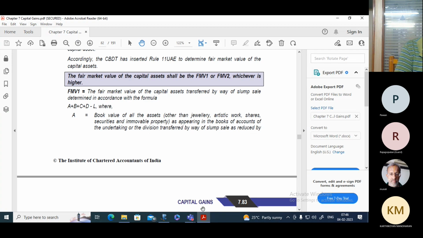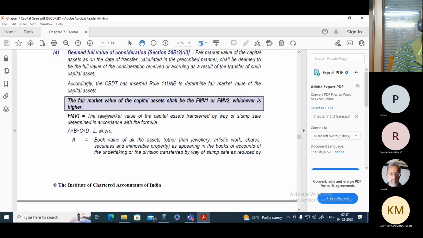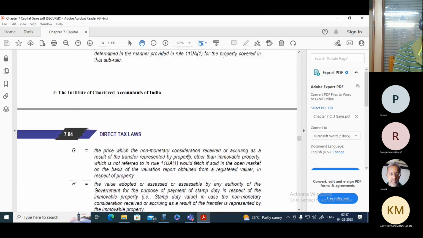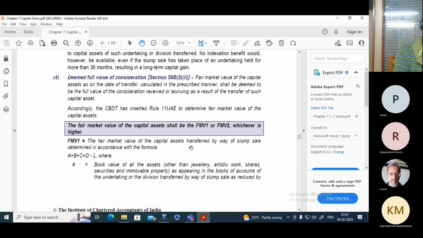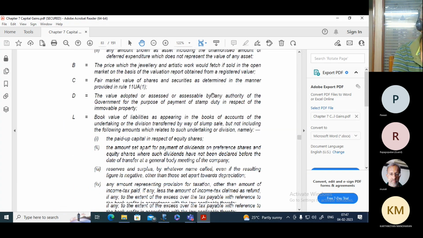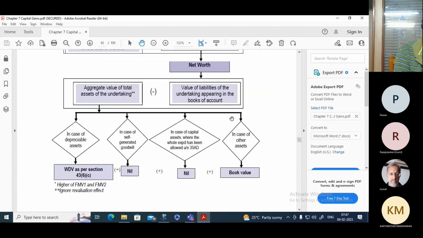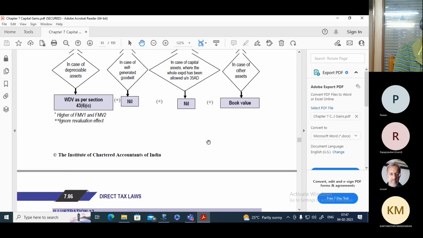What is A? A stands for what? Book value of all assets other than jewelry and immovable property as appearing. No, fair value. Please allow me to continue because cost is coming up later. I am discussing under deemed value of full value of consideration. There is no cost that we are discussing. I will show you because you are all urgent in doing all these matters. For cost, I will communicate.